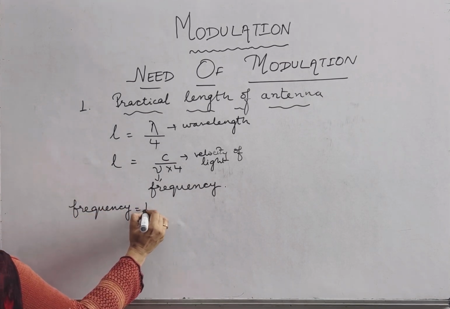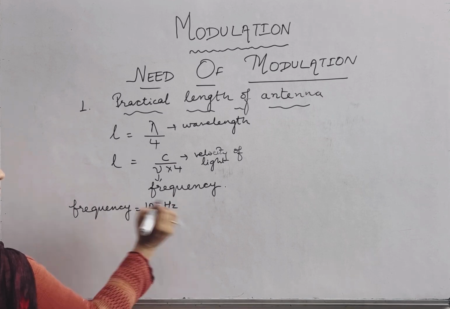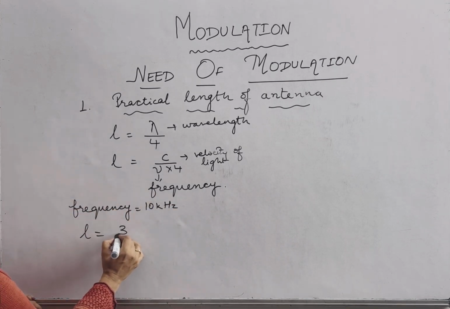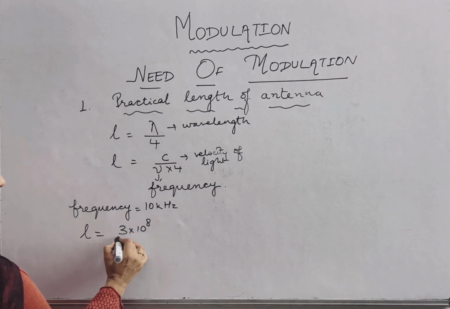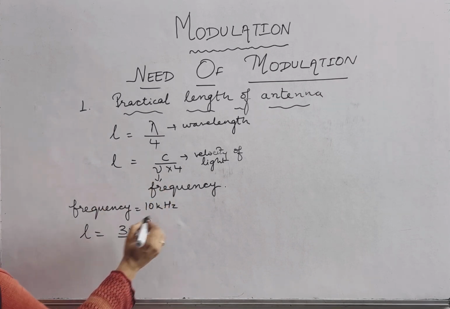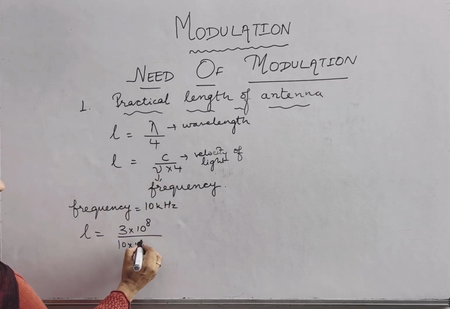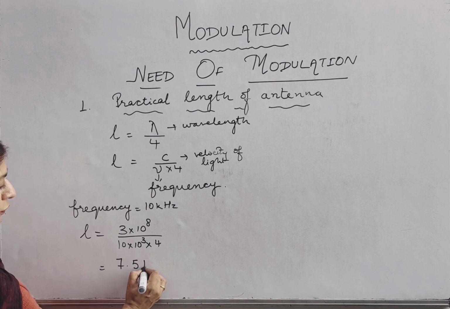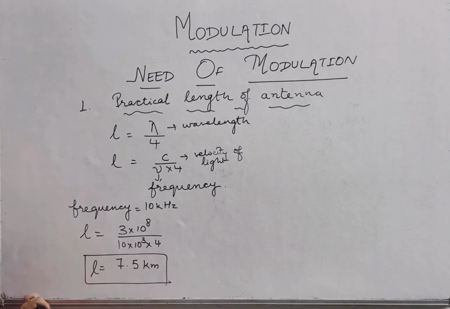So let us take frequency of 10 kilohertz. Now the length of antenna required, we can put the values. Velocity of light 3 into 10 power 8 meter per second. Frequency we are taking 10 kilohertz and the value comes out to be 7.5 kilometer. So it is not possible to install the antenna of this much high length.